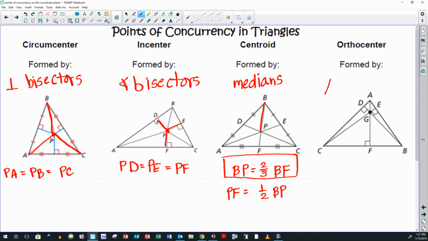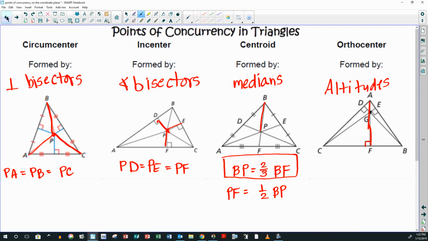Orthocenter is formed by our altitudes. And there's really nothing special about them like there are all the others, other than the fact that they're simply the height of your triangle. So they are perpendicular to the opposite side. That's the only thing, no other special property.